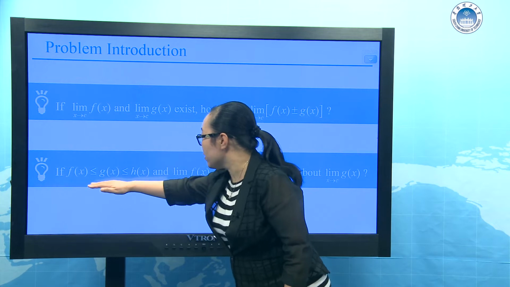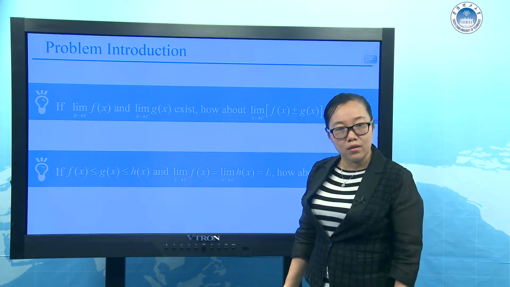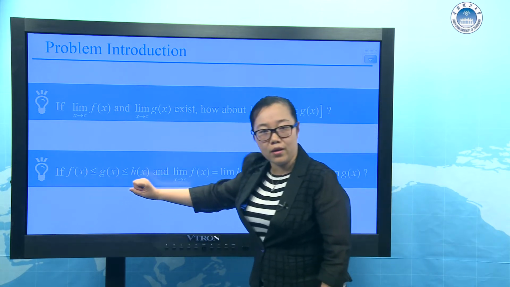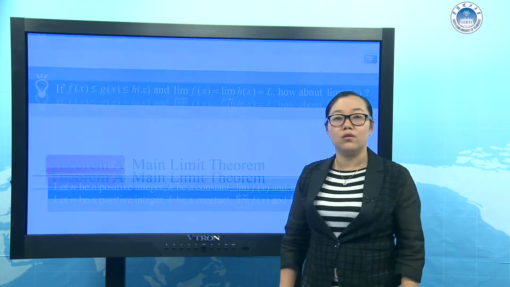If f and g satisfy this expression, this means f(x) is less than or equal to g(x), and g(x) is less than or equal to h(x), and the limits of f and h exist and they are equal, then how about the limit of g(x)? So now we try to answer these questions.